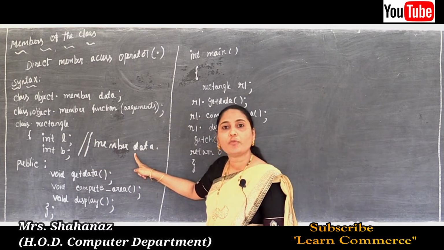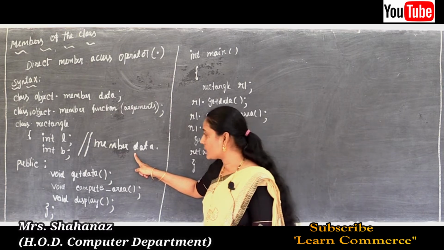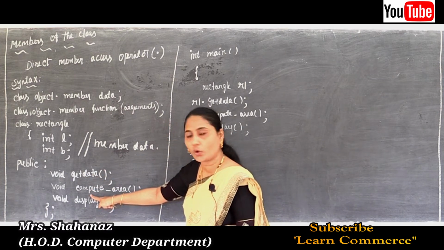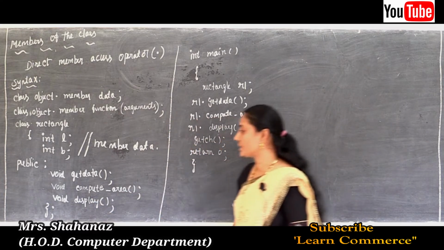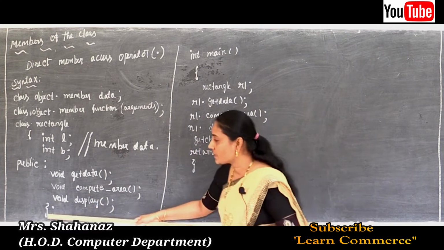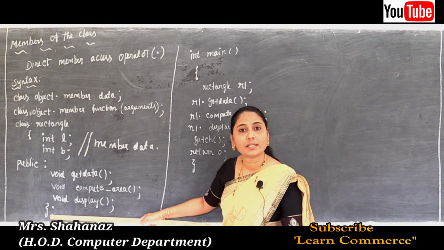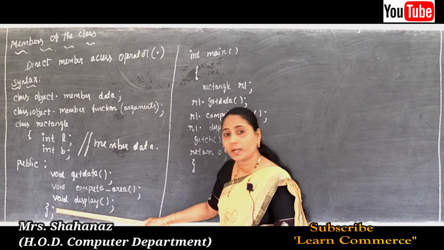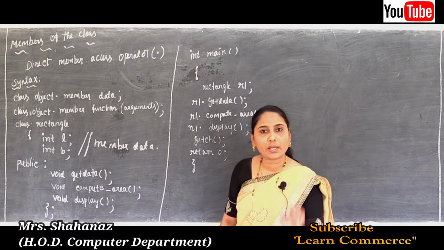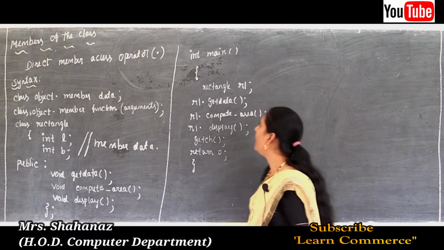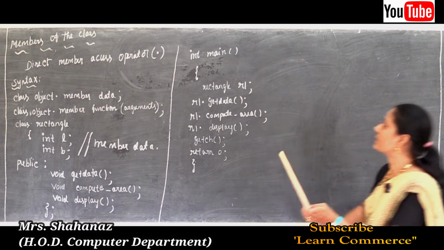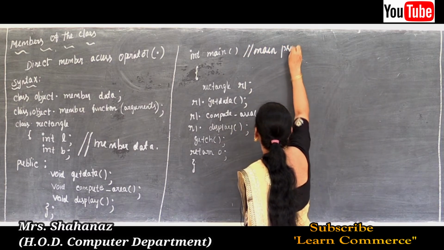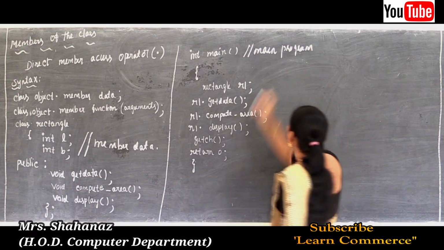Some of the functions of the Rectangle class are getdata, the second one compute_area, and the third one display. Closing the curly bracket with a semicolon marks the end of the class definition. And this point is the main program of the class Rectangle.